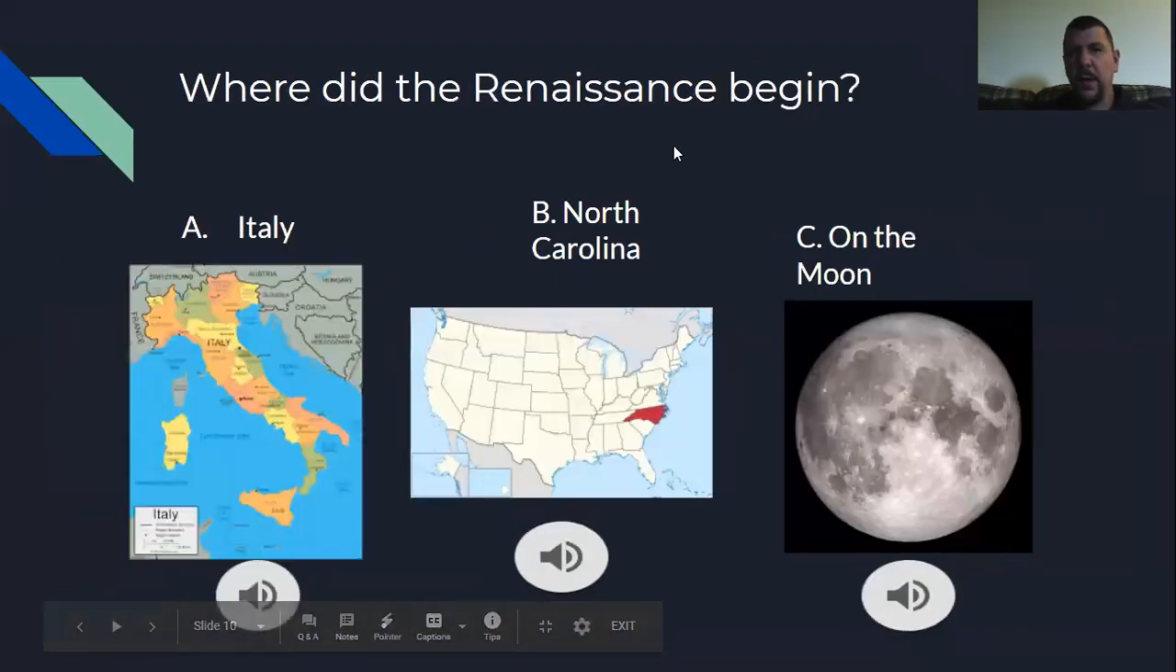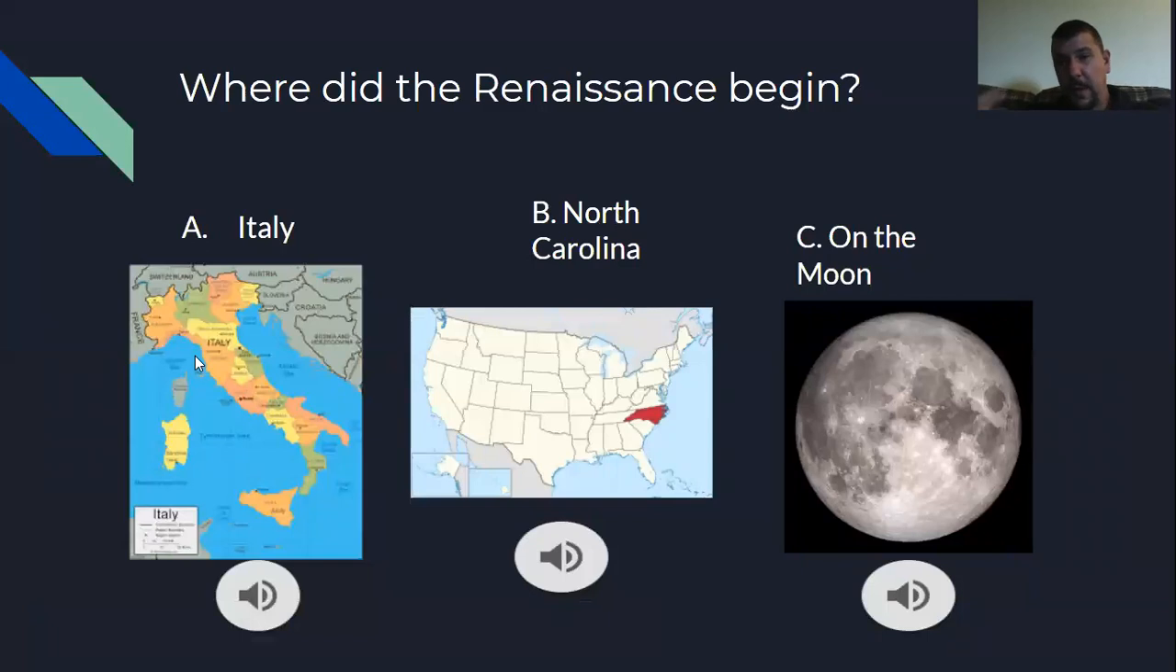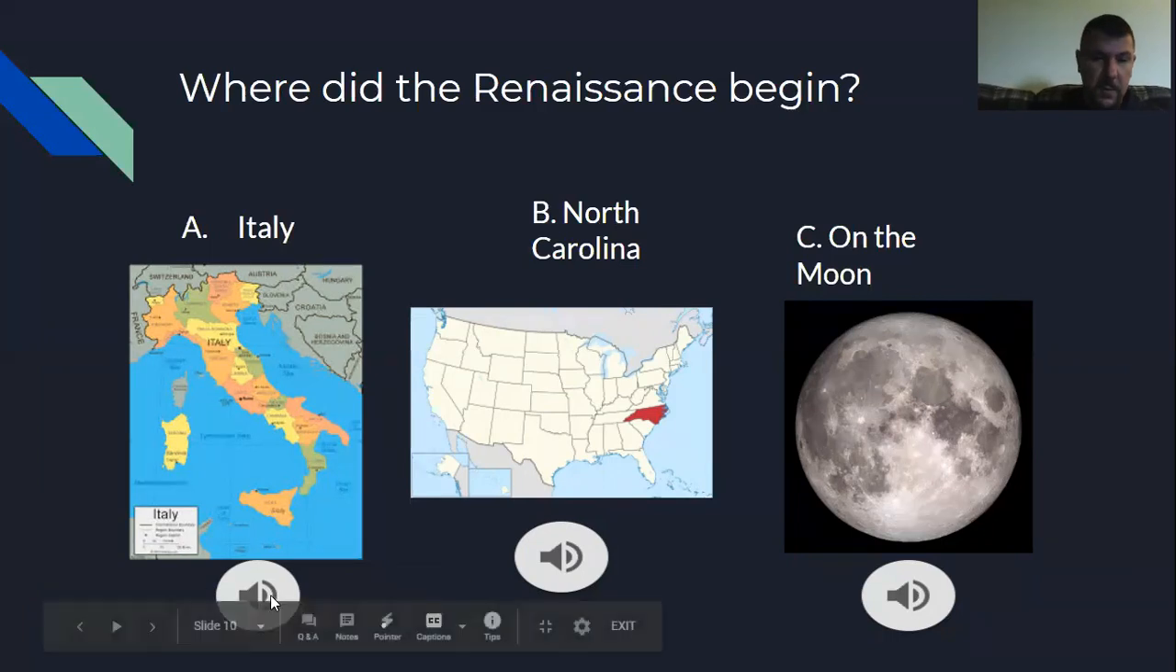All right. Where did the Renaissance begin? What country did it begin in? Was it A, Italy, B, North Carolina, or C, on the moon? It was A, Italy. The country is shaped like a boot. That's where Rome was once upon a time. And the reason it began in Italy is because the people of Italy, most of them had lots of what? Of money. So they were willing to support the artists and the geniuses and the people that were doing all this stuff for the culture. Ding, ding, ding. We have a winner.